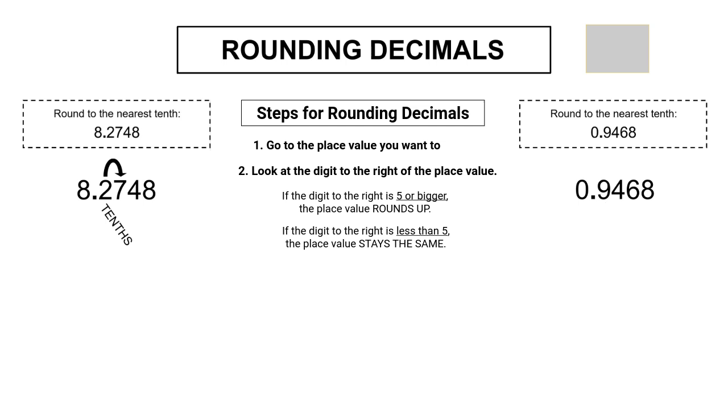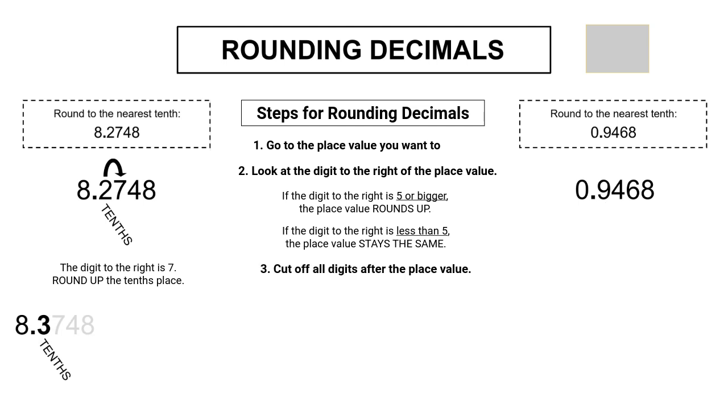If that digit to the right is 5 or bigger, we round up. If that digit to the right is less than 5, that place value will stay the same. That's what teachers mean when they say round down. That just means the place value will stay the same. Looking at the digit to the right, it's a 7, so we're going to round up the tenths place. So that 2 will now change to a 3.